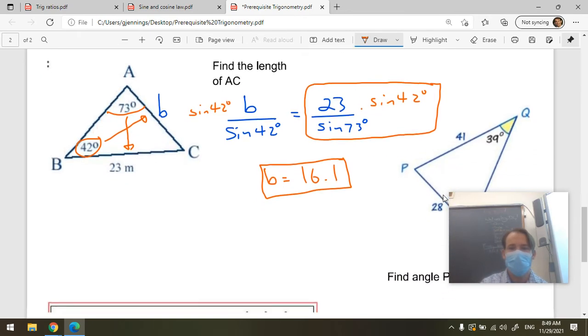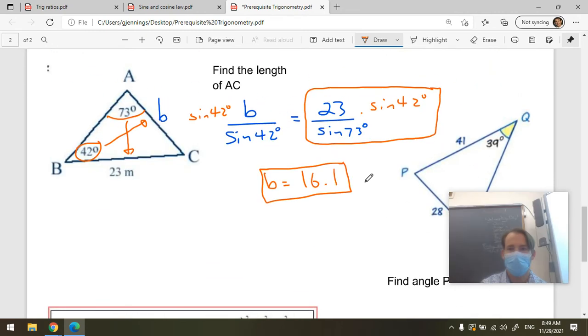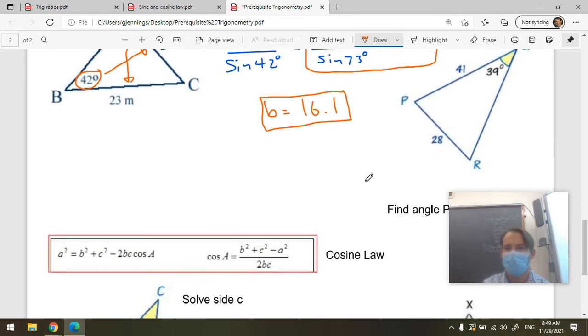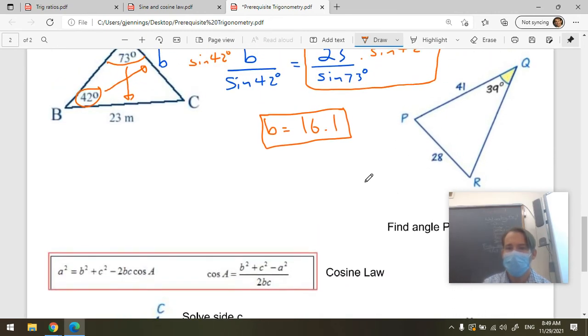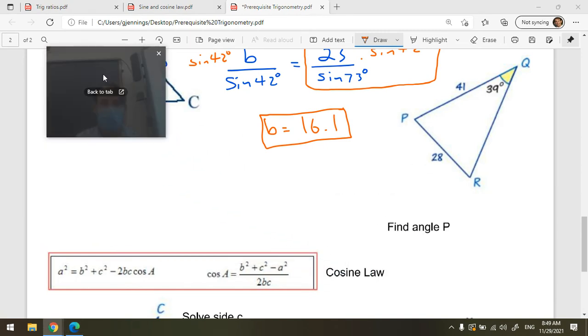So that's how we use a sine to solve these types of things. And then here, we can also use this to find unknown angles. So here we've been asked to find angle P. So let's take a look at this problem over here, angle P.